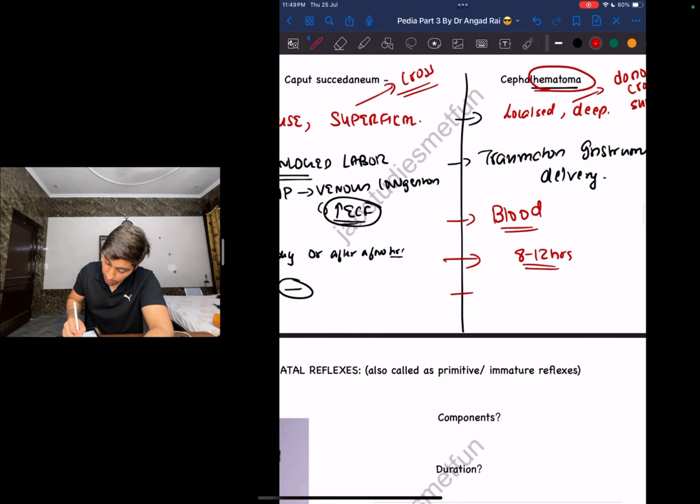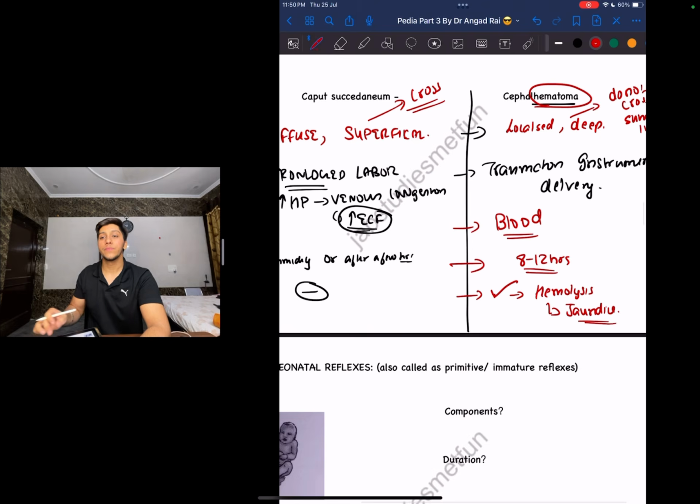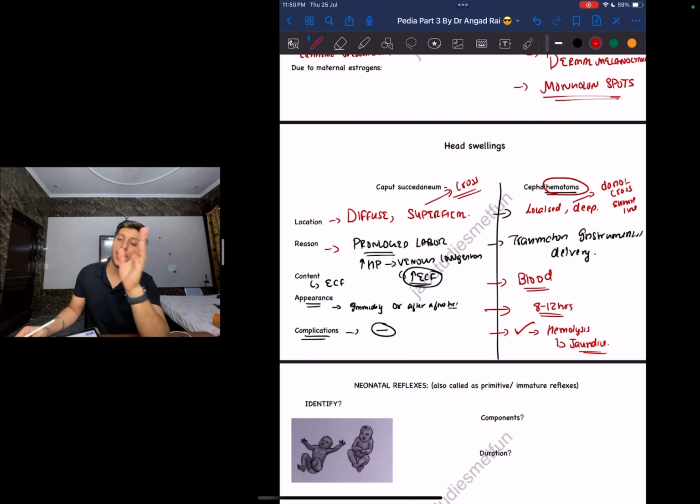Okay. Are there complications? Yes. What is the complication? Because of hemolysis, the patient will have jaundice. Okay. So is this clear? Cephalhematoma and caput succedaneum.